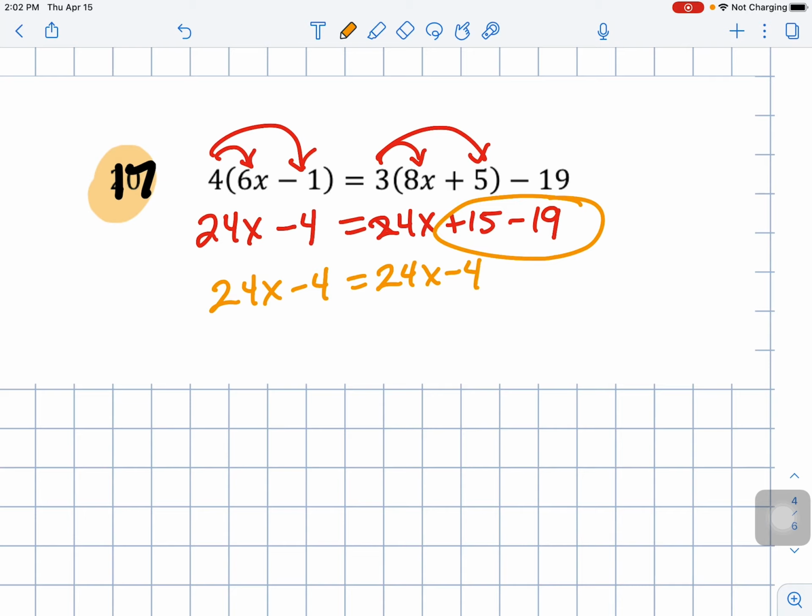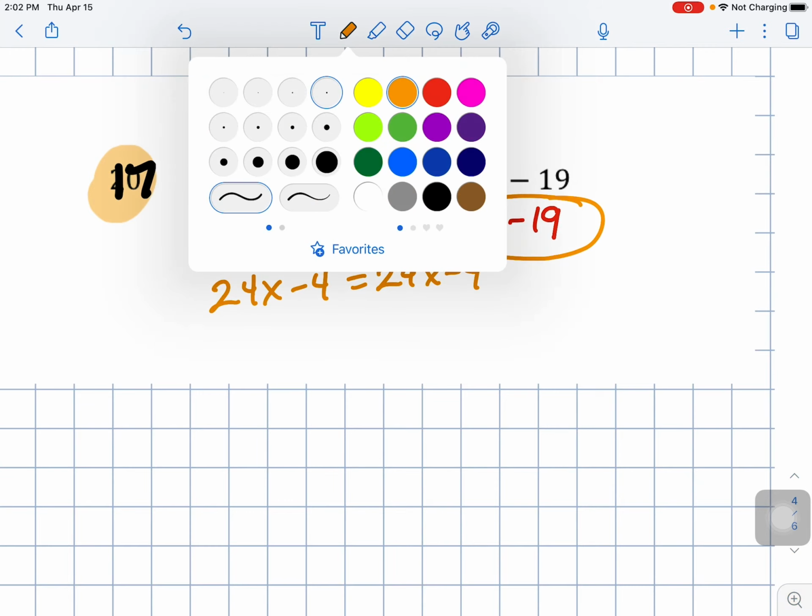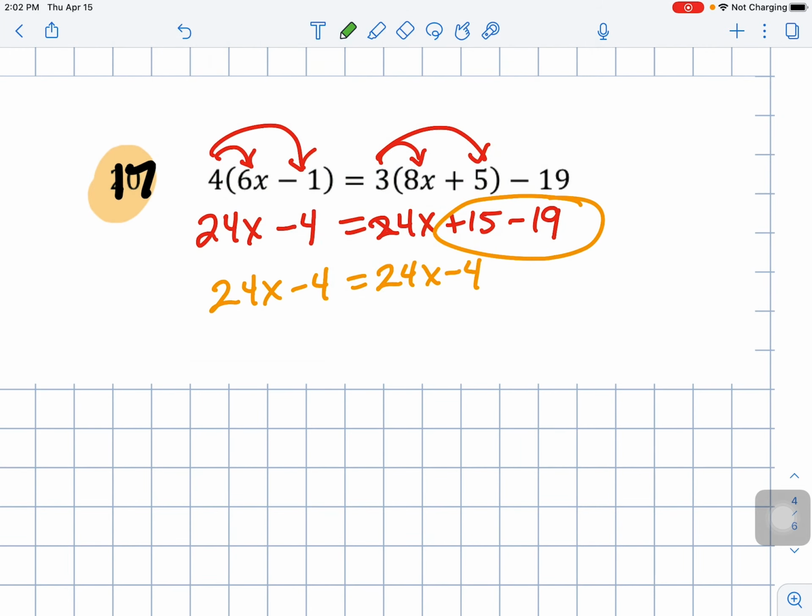And at this point, I'm like, wow, that's weird. Both sides look the same. I wonder if that means something. I'm not sure, so I'm going to keep solving. So I'm going to get my x's on the same side. When I do that, they cancel, which is weird. So now I'm left with negative 4 equals negative 4, which is true.